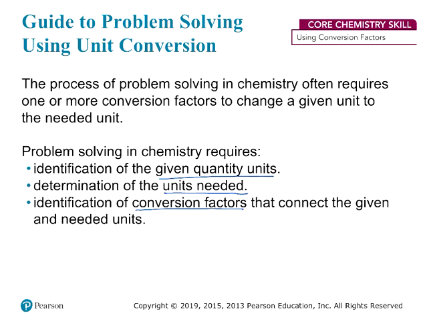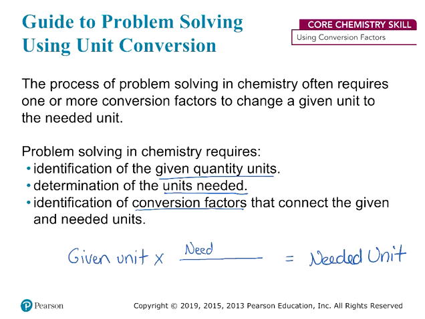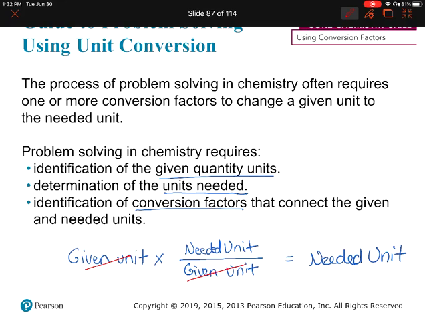So for example, let's say we're given a particular unit and we're told that we want to solve for a needed unit. So let's say we're given meters and we have to convert to centimeters. So what we need to do is find a conversion factor to multiply by our given unit. So that conversion factor will have our needed unit in the numerator, and our given unit will be in the denominator. So what happens here is we cancel the given unit because we have it in the numerator initially and then in the denominator of our conversion factor. And at the end, we get our needed unit.